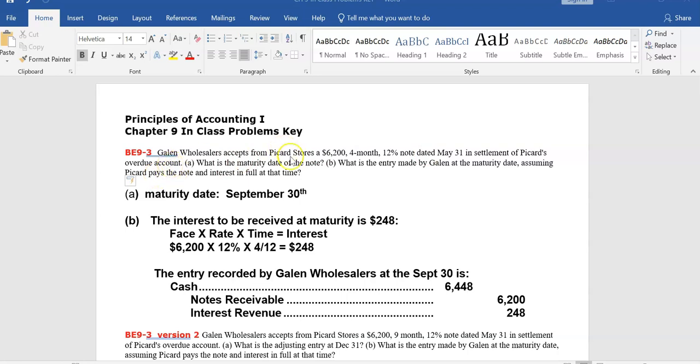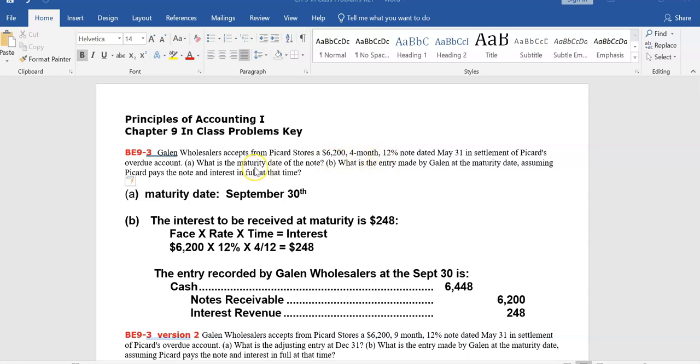Essentially what's happening here is Picard owes Galen money. There is a receivable on Galen's general ledger from Picard. It's overdue. Picard reached out to Galen and said, hey, I can't pay you what I owe you yet, but I will give you this note in exchange. So Galen's willing to accept that note because Galen's eventually going to be paid the $6,200. They're also going to get interest at a rate of 12% for those 4 months.